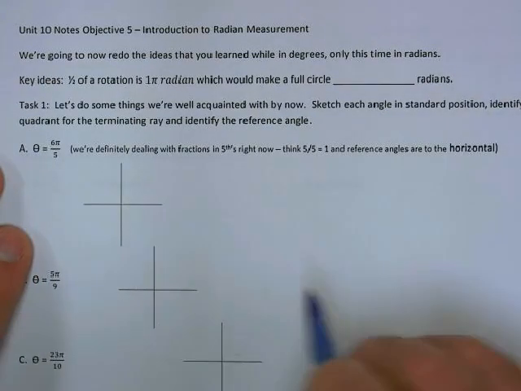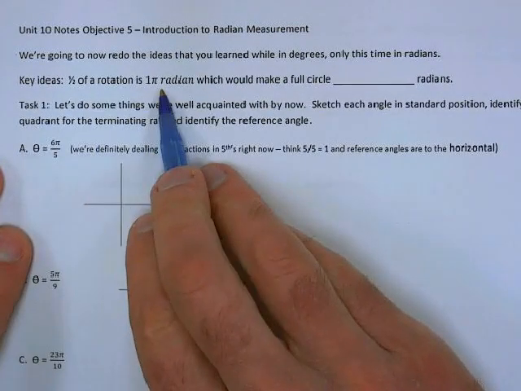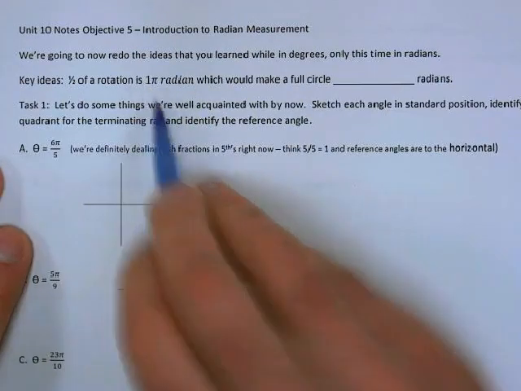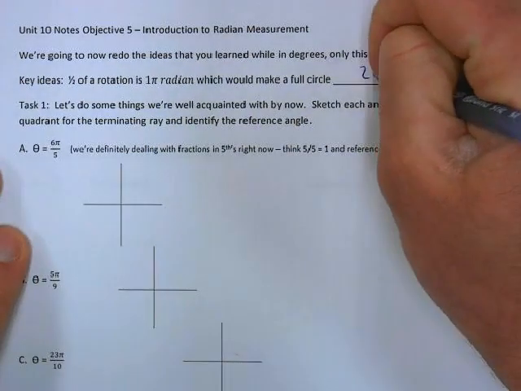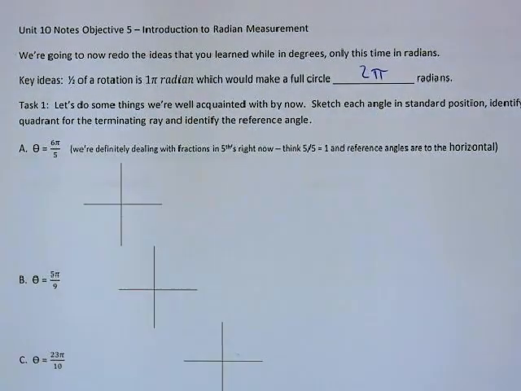And again, the key idea is that half a rotation, which means half of a circle, is pi radians. Okay, which would make the full circle, well, double that, we get 2 pi radians. Okay, again, it's probably better to focus on the fact that half a circle is pi radians, but it's also true that a full circle is 2 pi radians. Okay, let's do some things that we're well acquainted with by now.